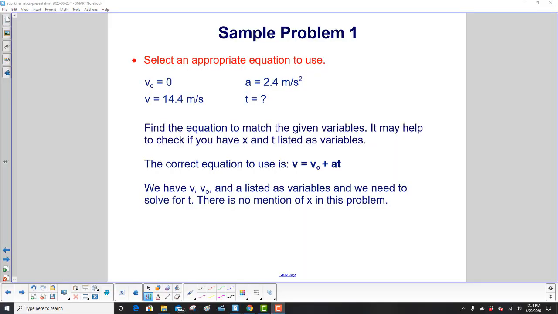Select an appropriate equation to use. So here's our givens, along with what we're trying to find. What equation will match these variables? It may help to check if you have x and t listed as variables. Well, let's see, do I see an x? No, I don't see an x. But time is listed there. I mean, that's what we're trying to find. So we're going to use v is v0 plus at. Right? Here's v, here's v0, here's a, and here's t, which is what we're looking for.